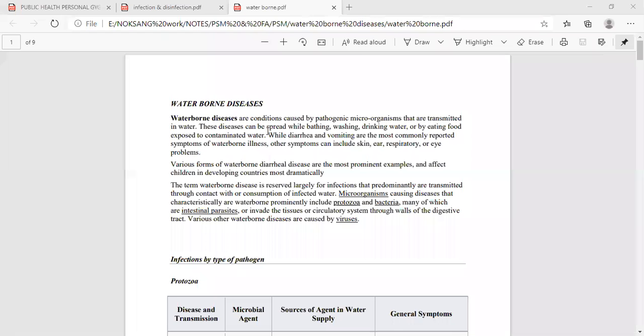Are you able to see the screen? Waterborne diseases. Yes, ma'am. This is unit 6. Write down unit 6, waterborne diseases.